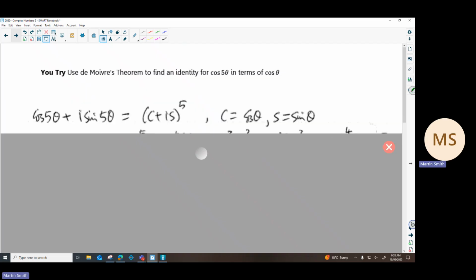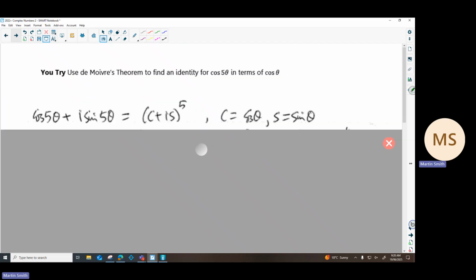Okay, folks, so here's my solution. So to get an expression for cos 5 theta, and in an exam, it's highly likely to be a show that question, by the way. For cos 5 theta in terms of cos theta, start off with cos 5 theta plus i sine 5 theta is c plus i s to the 5, where c is cos theta and s is sine theta. If you're going to use this abbreviation, which you don't have to do, please explain that c is cos theta and s is sine theta.